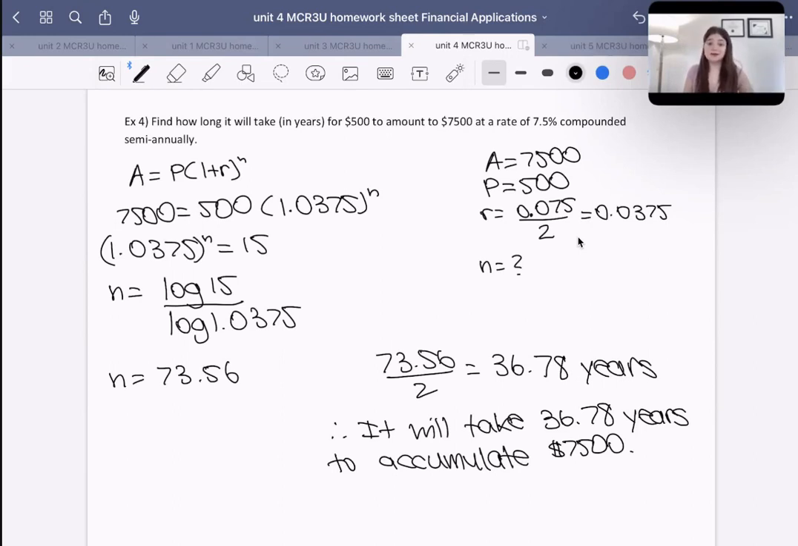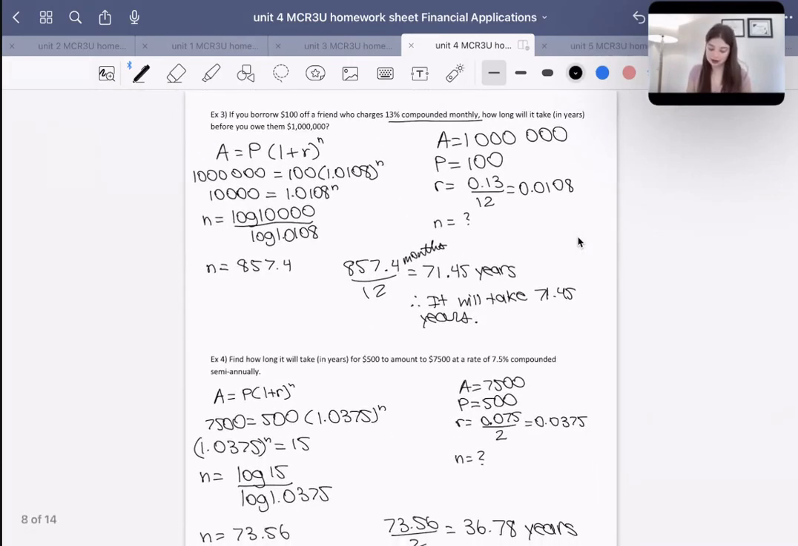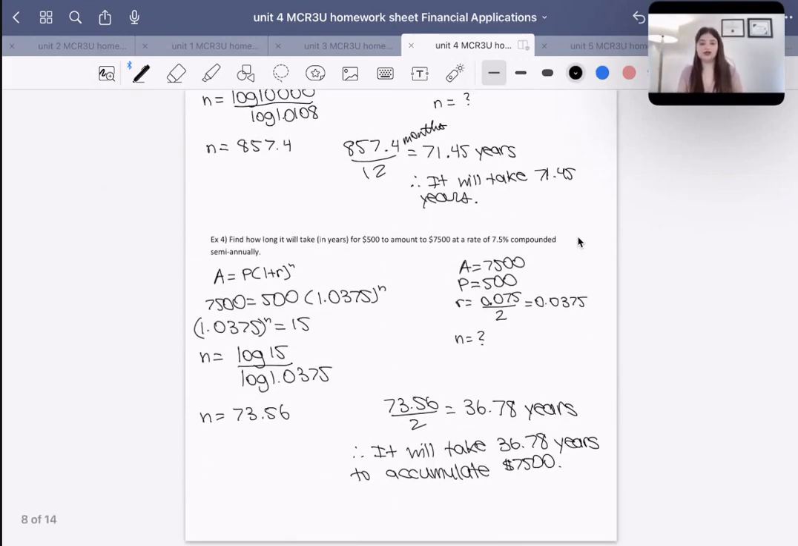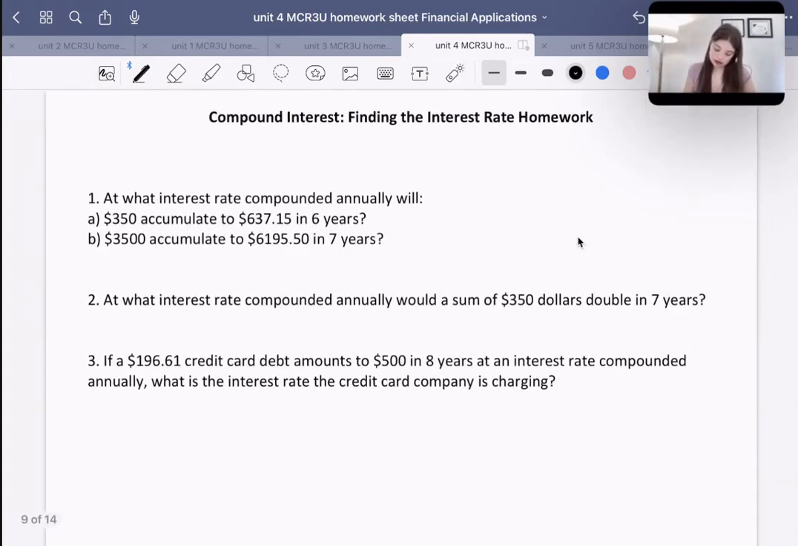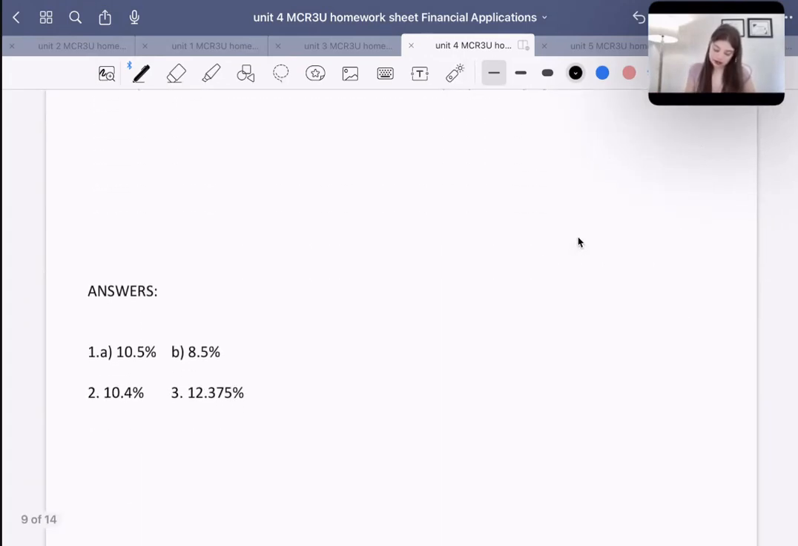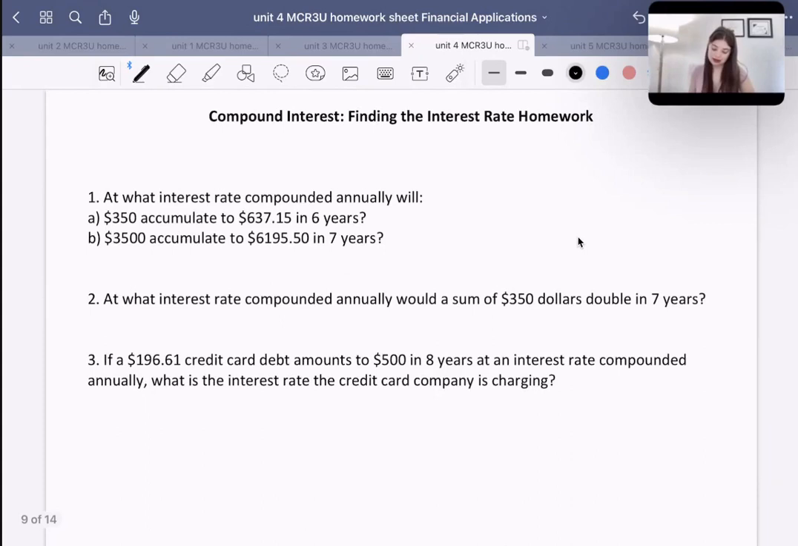So we can pretty much bet that it's going to take a very long time for us to get to that place. Even though this one isn't nearly as extreme as the last one, going from $100 to $1,000,000, this is still a 15x increase, which is a very large increase as well. All right, let's move on to the interest rate homework. There's 3 questions here, and these are the answers we're expecting to receive.